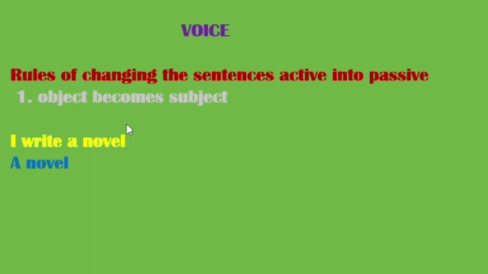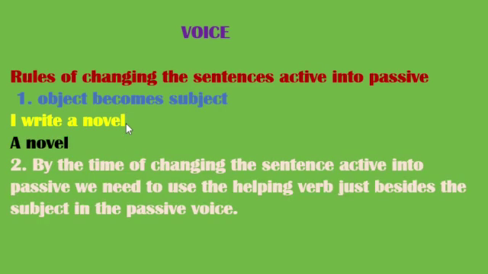Then what is the next rule? The next rule is that at the time of changing the sentence from active into passive, we need to use a helping verb just beside the subject in the passive voice. Here this is our subject and this is the passive voice, so here we have to use the helping verb. But which helping verb should be used there? If we really want to use a helping verb, the first thing is that we have to identify the tense of the sentence. So, I write a novel.